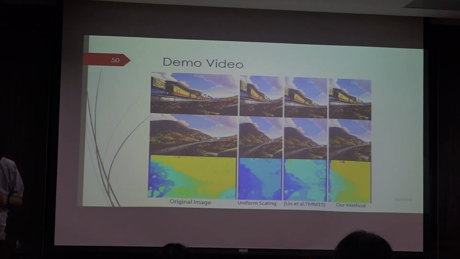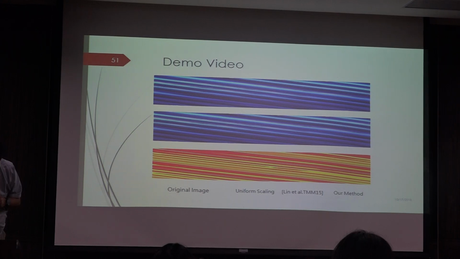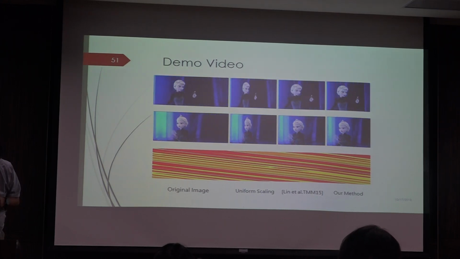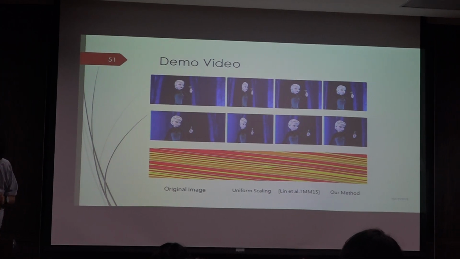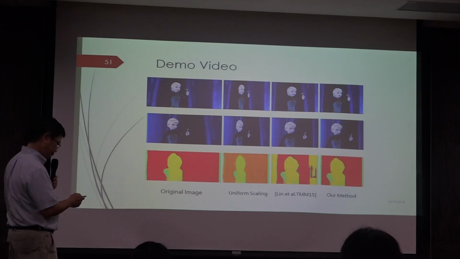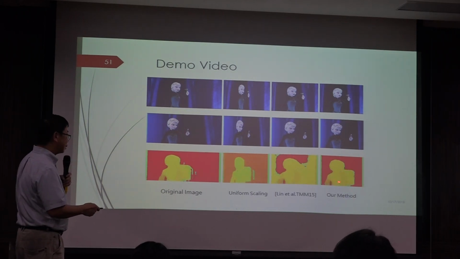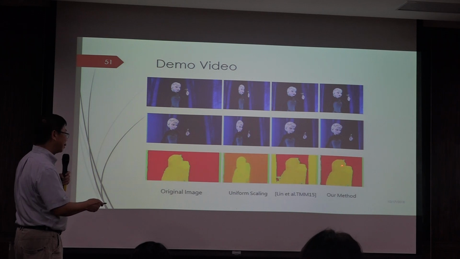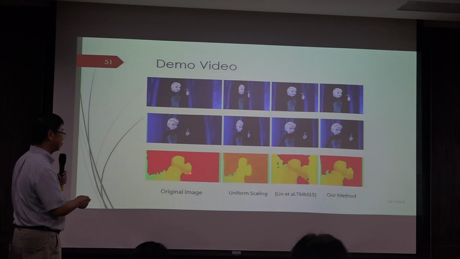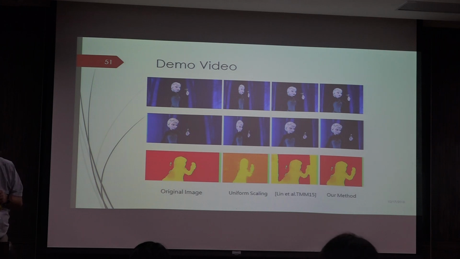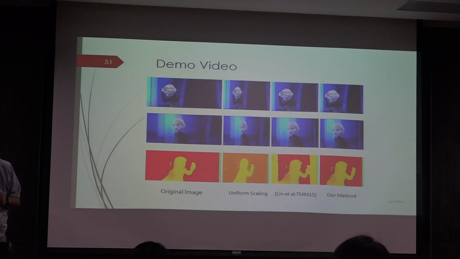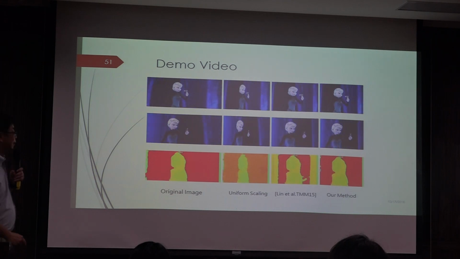So here is one example, and now we can see another example. Left view, right view, and also the depth. The depth map from our method is the most consistent with the original map. Other methods cause some very obvious depth distortion. Also compare the shape. Our method also maintains a very good shape.